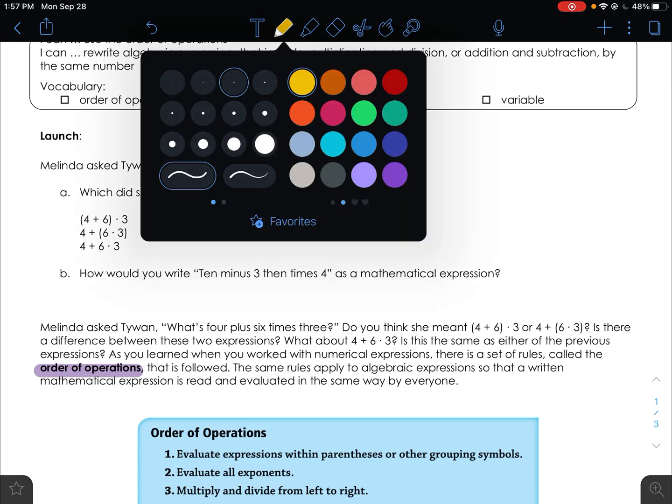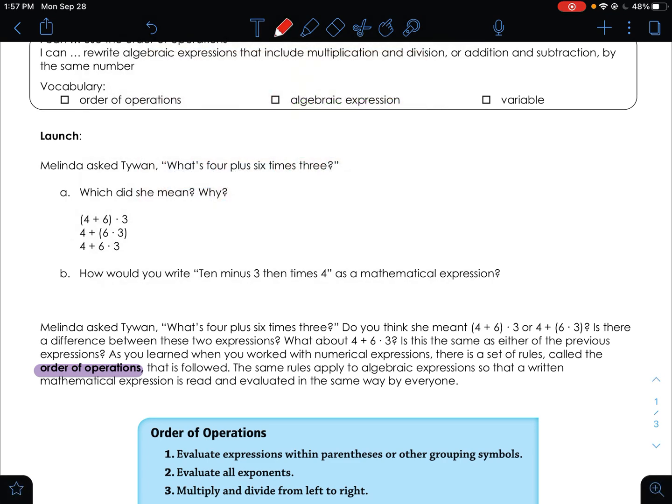Looking at this warm-up, it says Melinda asked Taiwan, what's 4 plus 6 times 3? What did she mean and why? I would say all of these answers could possibly be correct, based on what Melinda wanted to say and how she said it.